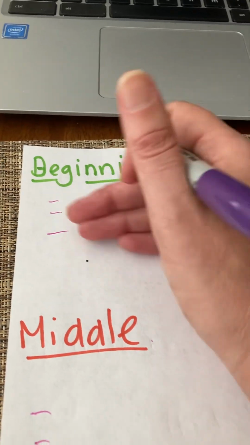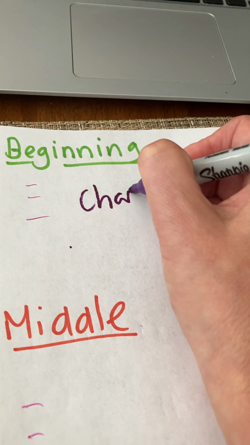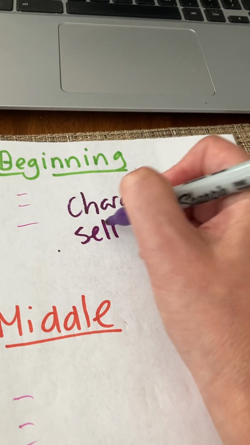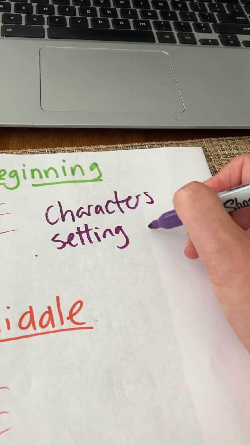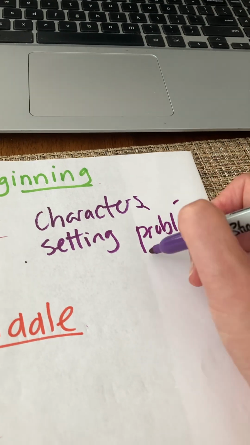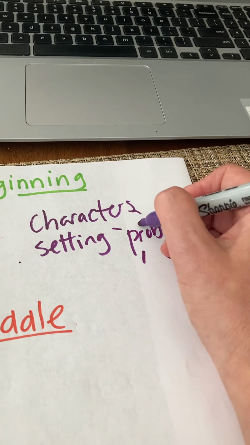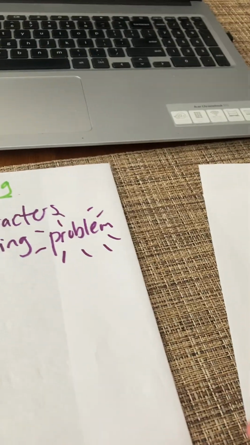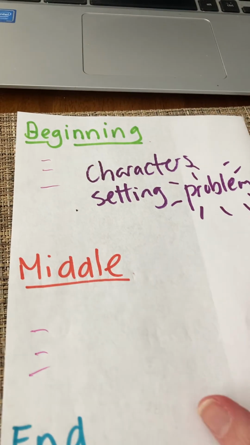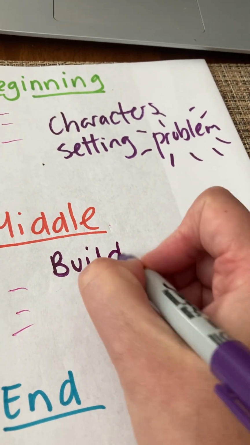So the beginning of the story, in the beginning of the story, you're going to mention your characters. You might have the setting, and you're definitely going to let the reader know what the problem is. I'm trying to make the problem dramatic. And then in the middle of the story, this is where you build the tension.